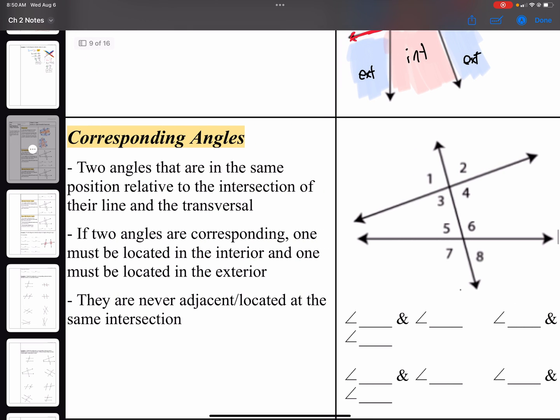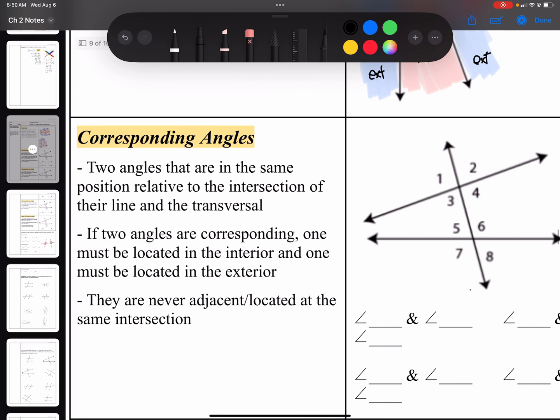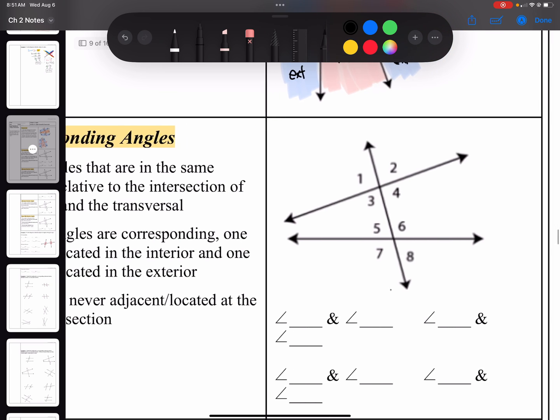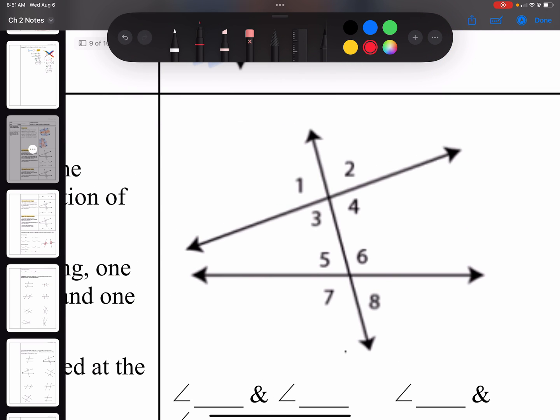The first is called corresponding angles. They're in the same position relative to the intersection of their line and the transversal. If two angles are corresponding, one must be located in the interior and one must be located in the exterior. They're never adjacent or next to each other, located at the same intersection. So what am I talking about? Here's my transversal line.